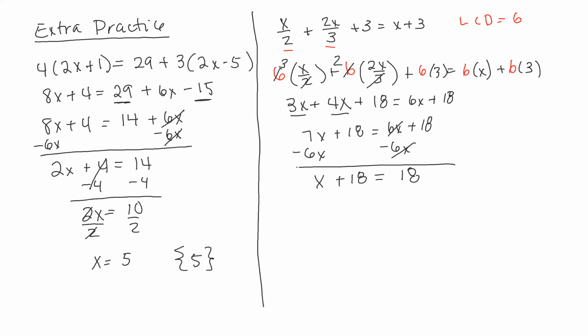All right, now I need to isolate my x. The issue is this plus 18, so I'm going to subtract. 18 minus 18 is 0, so I get x plus 0 is just x. And then 18 minus 18 is 0. There's nothing to combine it with, so I just bring the 0 down.